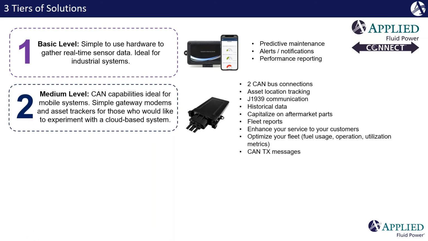Moving up from that feature, we move into what we call our medium level. The medium level starts to add in CAN bus functionality, starts to add in some J1939 communication, and provides a little bit more on the historical data area. We start working with fleet reports. We can work on doing fuel usage, operation metrics, and utilization metrics as well. And then for customers that might be in like a rental market type application, we also offer the ability to send messages from the portal down to this box to either enable or disable features that might be on a controller that's already on the system.